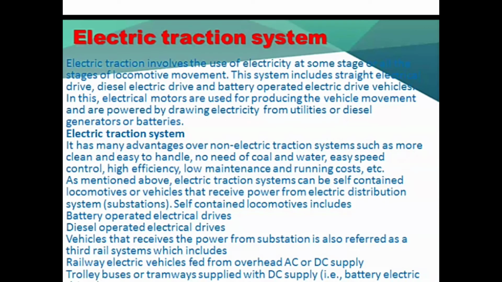Then what is the electric traction system? Electric traction involves the use of electricity at some stages or at all stages of locomotive movement. This system includes straight electric drive, diesel electric drive, and battery operated electric drive vehicles. In these, electric motors are used for producing the vehicle movement and are powered by drawing electricity from utilities or diesel generator or batteries.